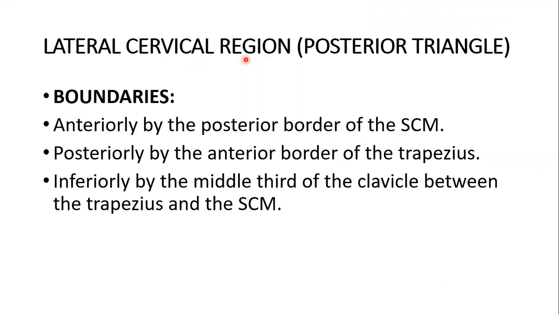So the lateral region of the neck is the posterior triangle. The boundaries I've already told you. Anteriorly is the posterior border of the sternocleidomastoid. Posteriorly is the anterior border of the trapezius, and inferiorly is the middle third of the clavicle between the trapezius and the sternocleidomastoid.